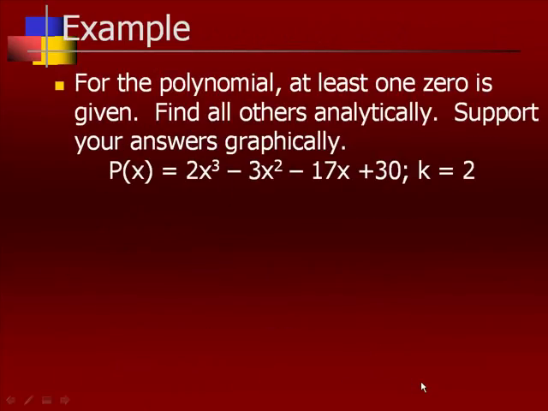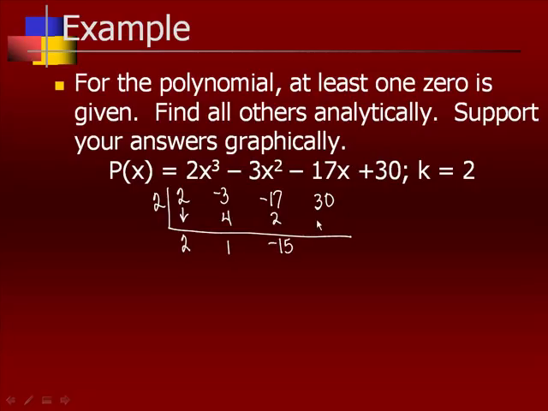Now, for the polynomial, at least one 0 is given. Find all the others analytically. Support your answers graphically. And this is what we talked about a second ago. If you know one of the zeros, then we can factor this thing down a little bit. There's 2x to the third, -3x squared, -17x plus 30. So because this is a 0, then we expect that the remainder is 0.